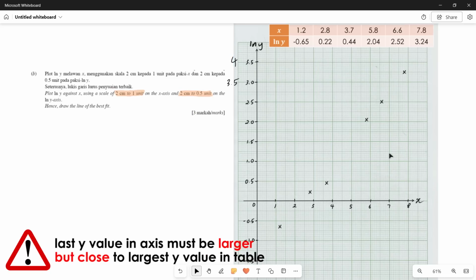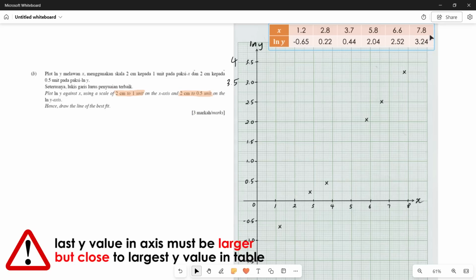Because maybe the y-intercept that we are going to obtain later is very far below the negative values. Maybe it's negative 1.5. If we didn't plan this out, we would need to rub the entire graph out and draw it again, which would waste a lot of time. So before drawing, look at the ln y values first.